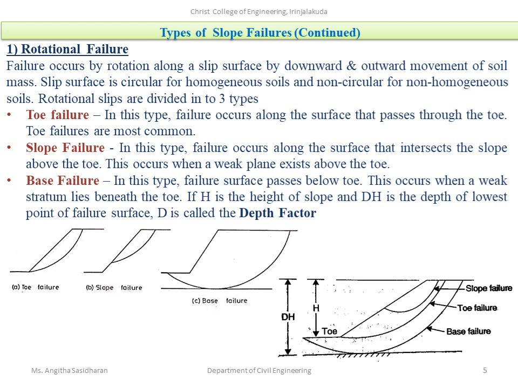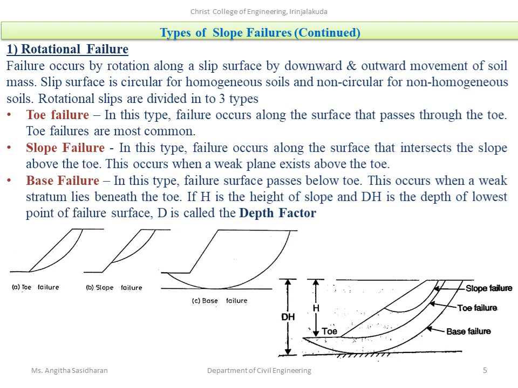So just look at the figures: toe failure, slope failure, and base failure. So what is the difference between these 3? Toe failure. In this type, failure occurs along the surface that passes through the toe. So this is the toe of this particular slope. So which is the slope surface? This is a horizontal layer, and this is a sloping layer or the sloping surface, and again a horizontal layer. So this is our slope here. So the slope surface at the downward point is the toe. So in toe failure, the failure occurs along the surface that passes through the toe, and these are the most common type of failure that happens.